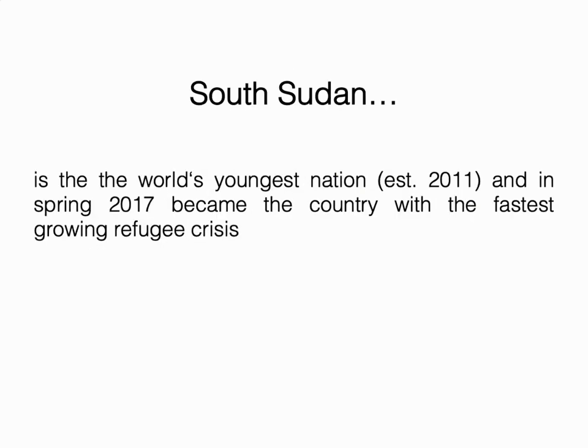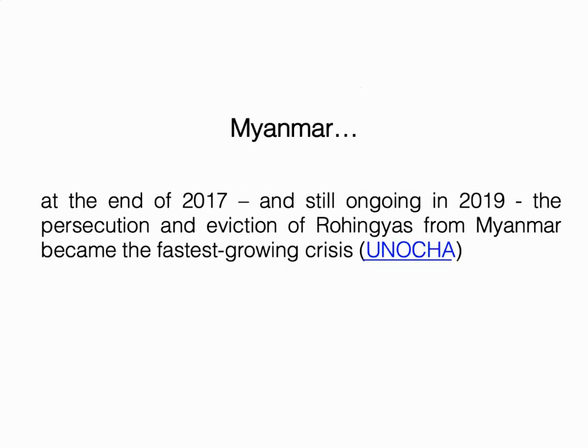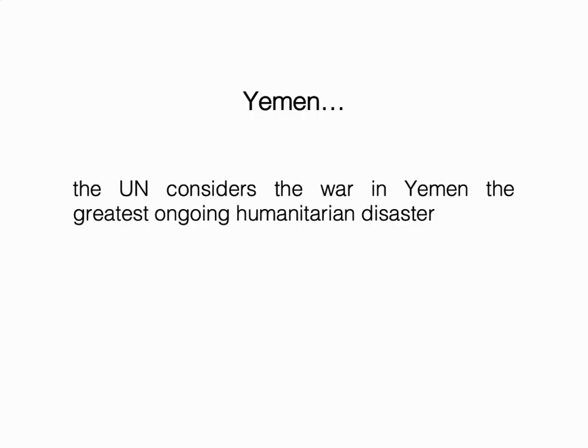South Sudan is the world's youngest nation. It was established in 2011 and in spring 2017 became the country with the fastest growing refugee crisis. Myanmar, at the end of 2017 and still ongoing in 2019, the persecution and eviction of Rohingya from Myanmar became the fastest growing crisis. And then Yemen. The UN considers the war in Yemen the greatest ongoing humanitarian disaster.